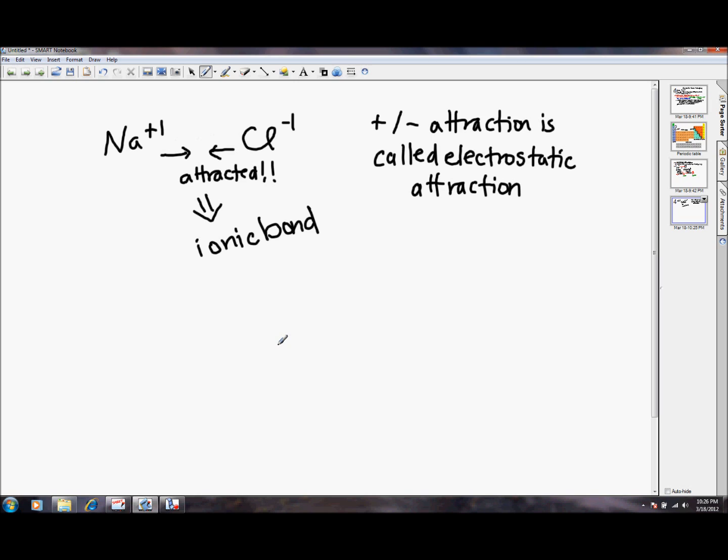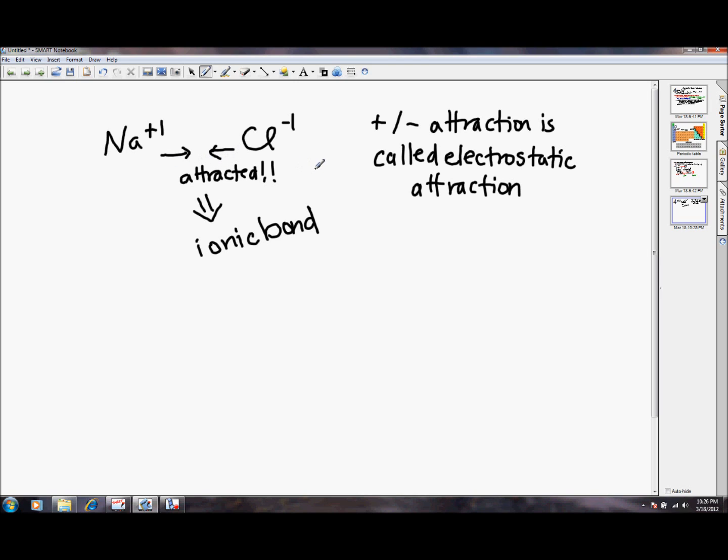It's very, very strong. The electrostatic attraction between a positive and negative charge is just as strong as the force of gravity from the Earth to the Moon, or from the Sun to the Earth. It's like gravity. The closer they are, the stronger they feel attraction.